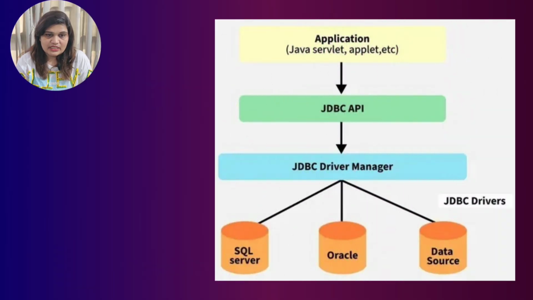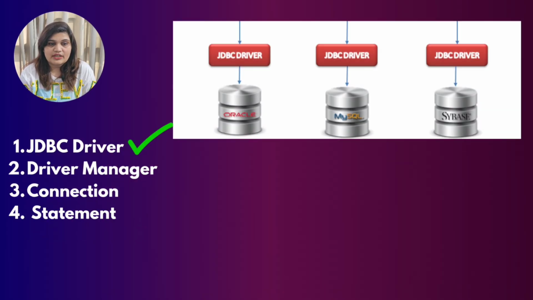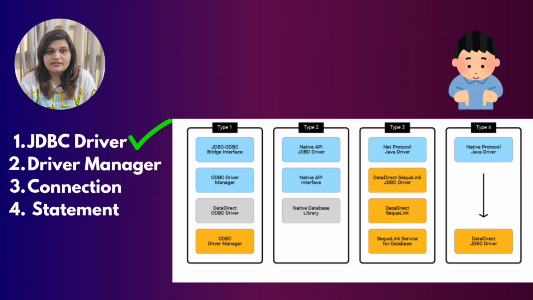Now let's talk about JDBC architecture. It's essential to understand how JDBC works under the hood. There are 4 major components you need to know: JDBC driver, driver manager, connection, and statement. Let's start with the first one, JDBC driver. The driver is what connects Java to the databases. There are different types of drivers like type 1, type 2, type 3, and type 4. But the most common one today is type 4, the native protocol driver.